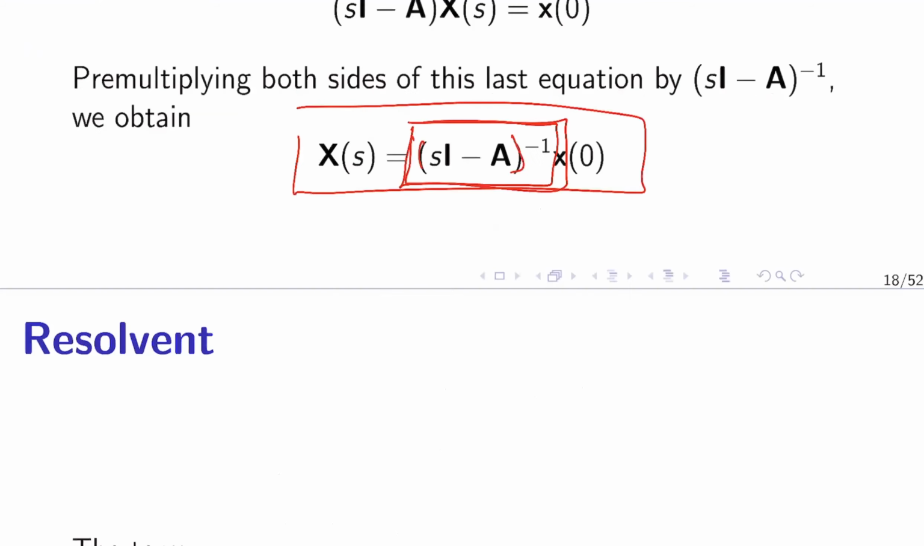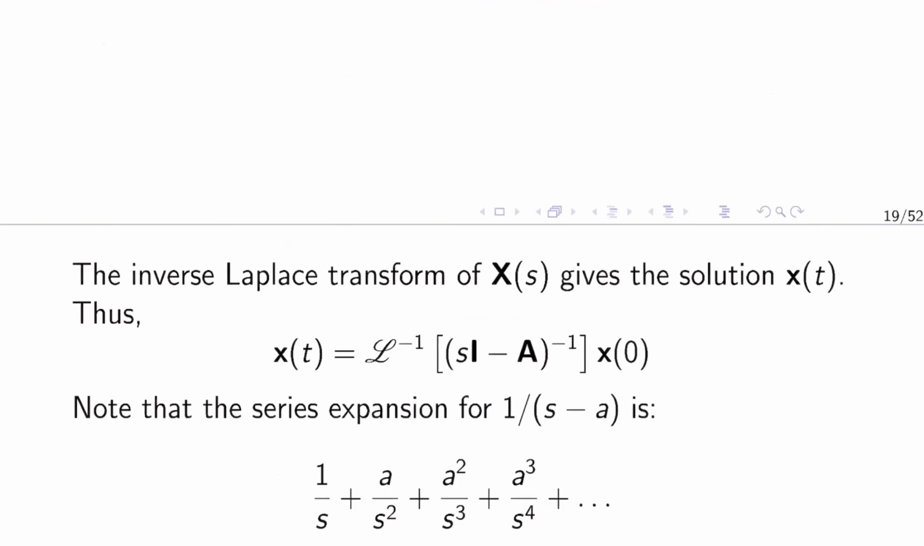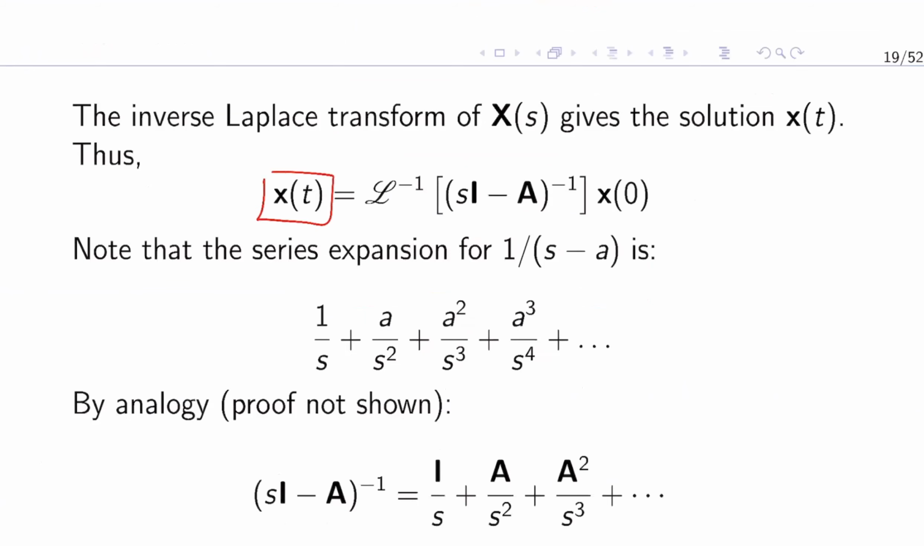Now, if I took this and took the inverse transform of that, I would actually get the solution in the time domain, okay? So I take the inverse transform. The inverse transform doesn't have to include x of 0, because x of 0 is a constant, since that's the initial conditions. And I get that out.